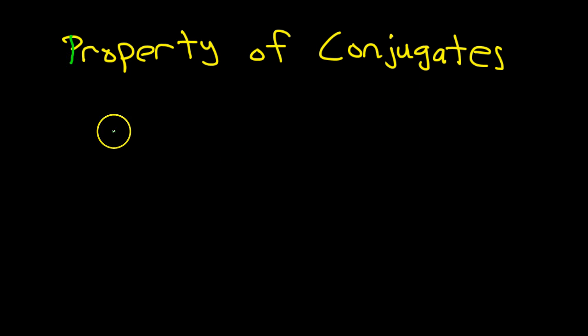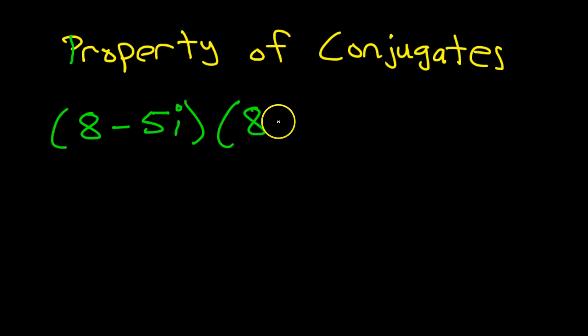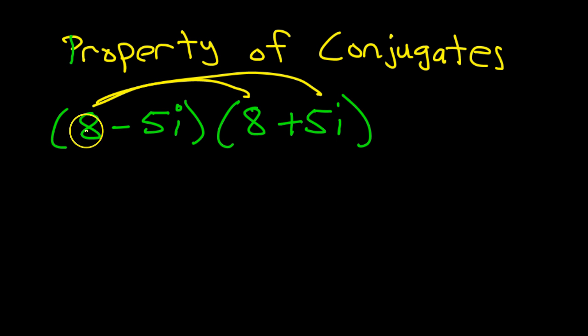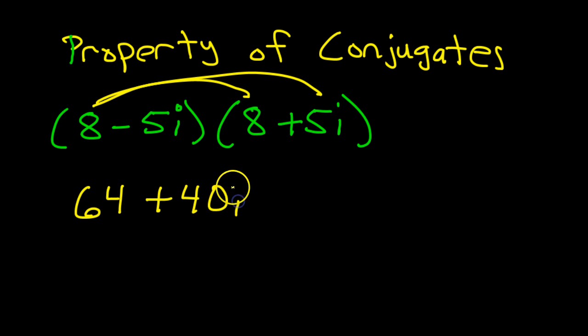Conjugates are useful because they have the following special property. Well, let me show you. So if I write a complex number like 8 plus 5i and its conjugate, which would be 8 minus 5i, if we multiply these together, watch what happens. Of course I'm going to distribute the 8. So 8 times 8 is 64, and then 8 times 5 is 40, so that's going to be 40i.